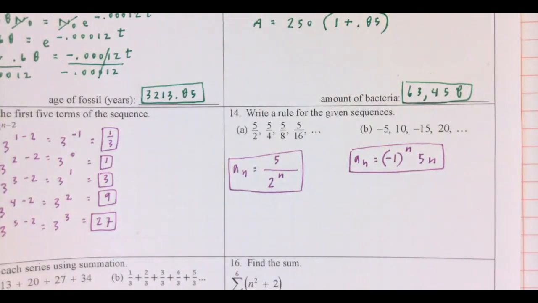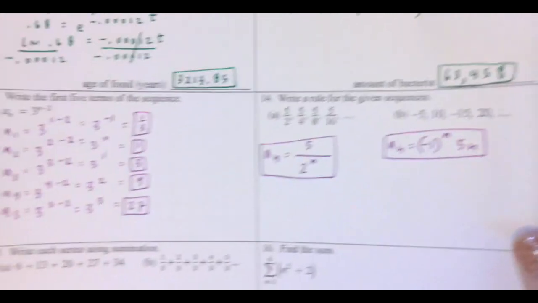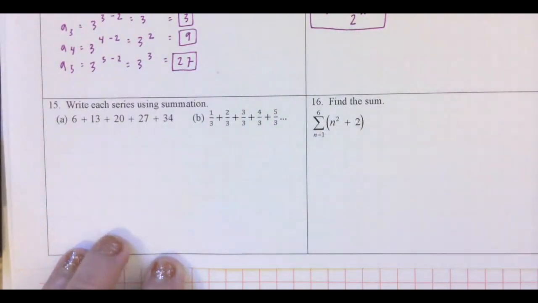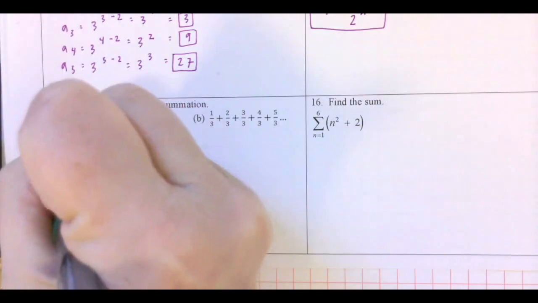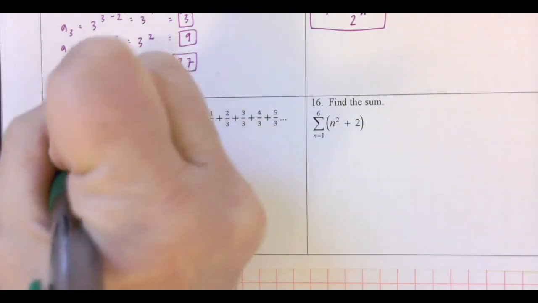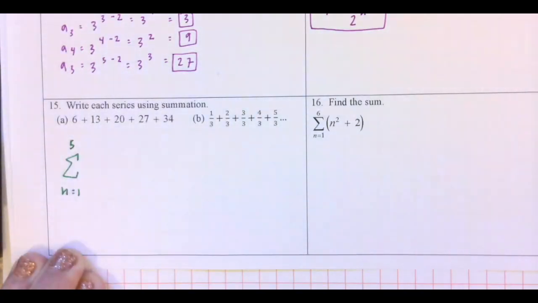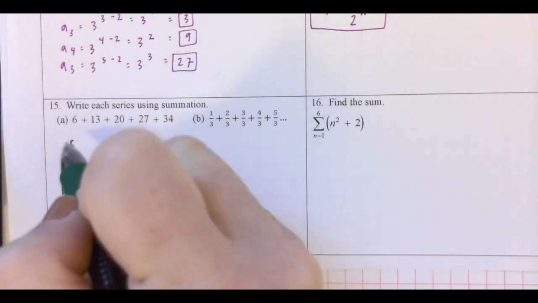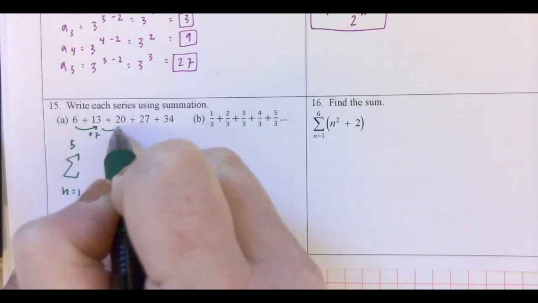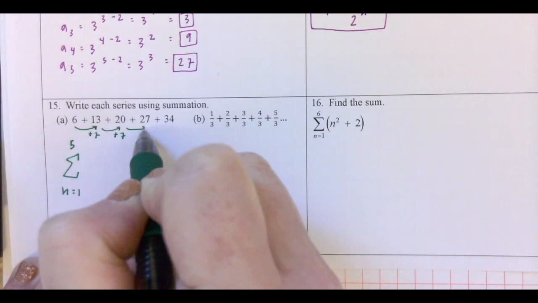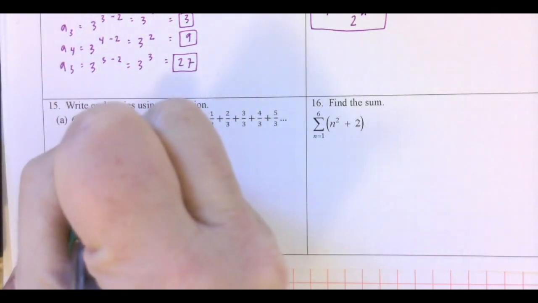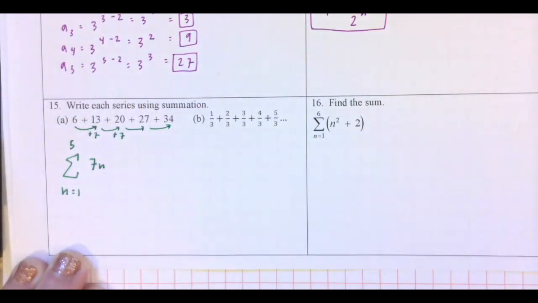All right, next one. Can we write using summation? So we see that giant E, that uppercase sigma. So here's my uppercase sigma. We'll say n equals 1 to start. We have 5 terms, so we put a 5 right here, and then just write the rule. So here I can see that from 6 to 13, I'm adding 7 again, right? And that is staying constant. I'm adding increments of 7. So I know that it's arithmetic. It has to be 7n.